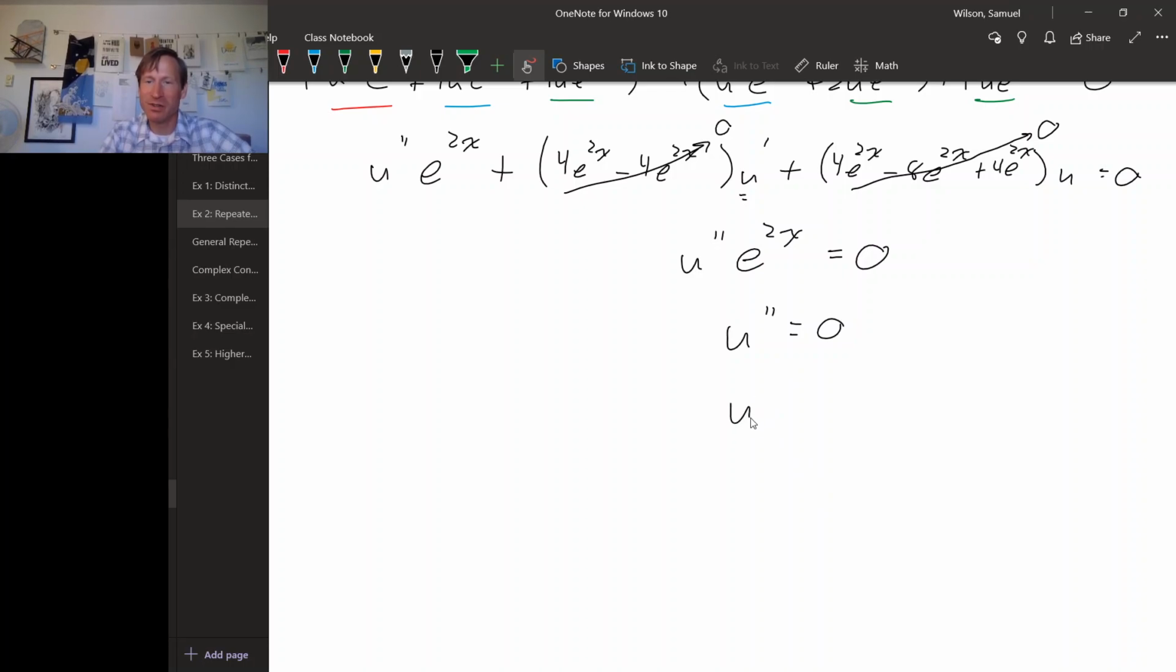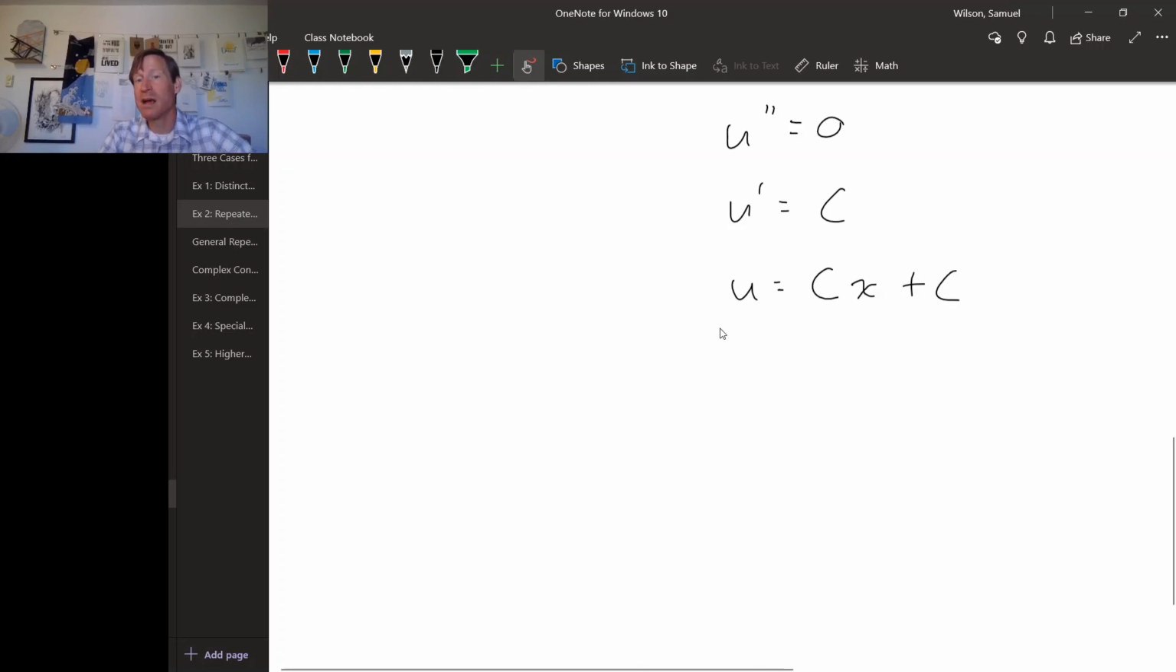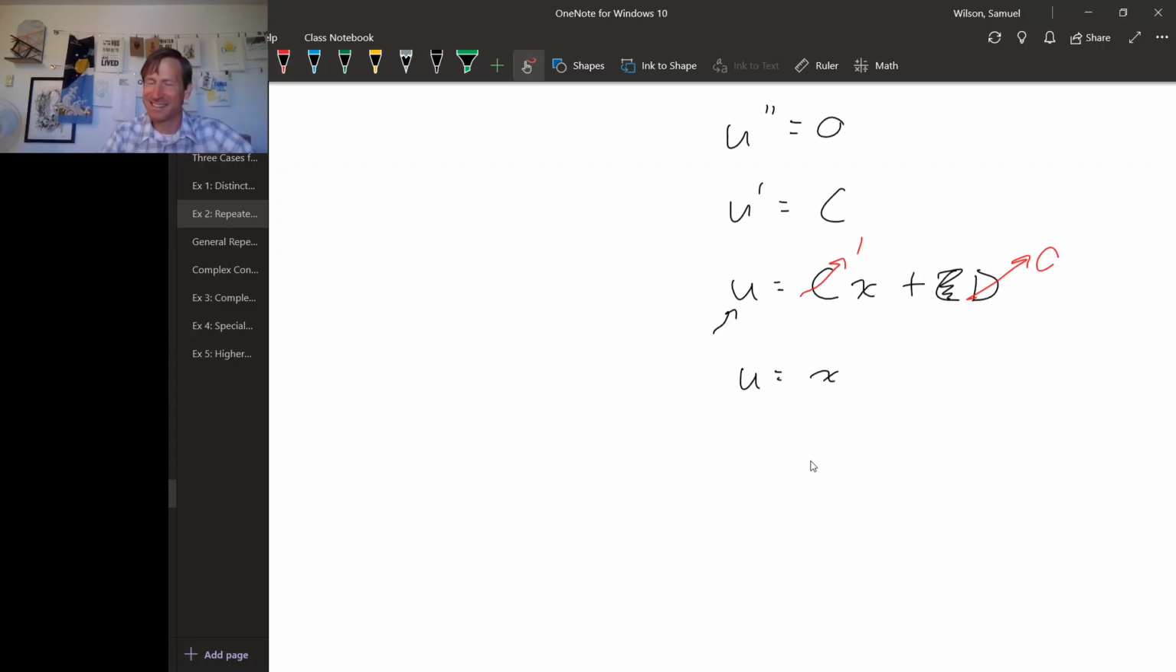This is going to be an easy equation to solve. Integrate once, you get u prime is a constant. Integrate again, you get u is a constant times x plus some other constant. Remember, we're just looking for an example of such a function u other than u equals 0. Let's make this d instead of c. So we can choose constants to make this as nice as possible, say d equals 0 and c equals 1. That means u is actually just x.